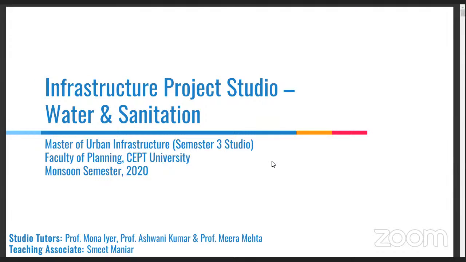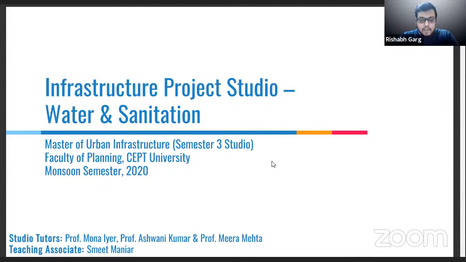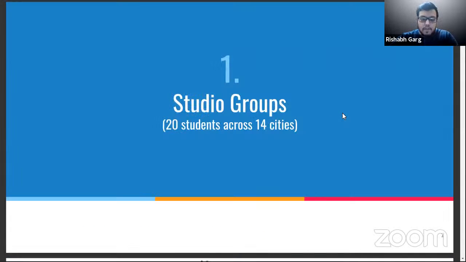To begin with, in Master of Urban Infrastructure at Faculty of Planning, we started with the foundation program in the first semester, followed by a comprehensive infrastructure plan for a city in the second semester. In the third semester, we developed specific water and sanitation projects to get a deeper understanding of the different sectors in infrastructure planning. We will now be walking you through the journey of our third semester water and sanitation project studio, which was done for the city of Ahmedabad.